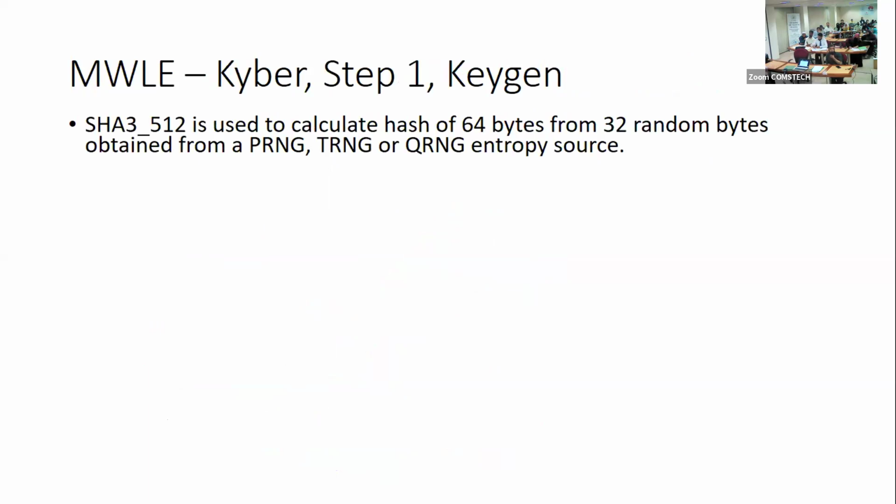Now, how the algorithm works. In the start, we take 32 random bytes as an input and pass those 32 random bytes to SHA3-512. Is everybody familiar with SHA3-512? That's why I spent quite a bit of time on it in the first lecture. These 32 random bytes can come from a pseudo-random number generator or a cryptographically secure pseudo-random number generator, which is currently being used, or in our case, a true random number generator or quantum random number generator.